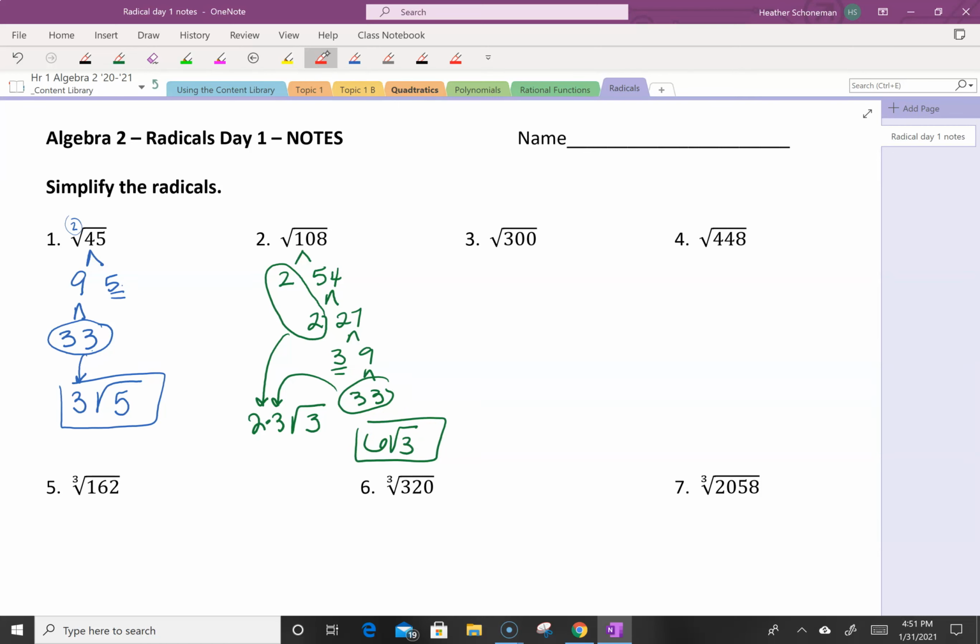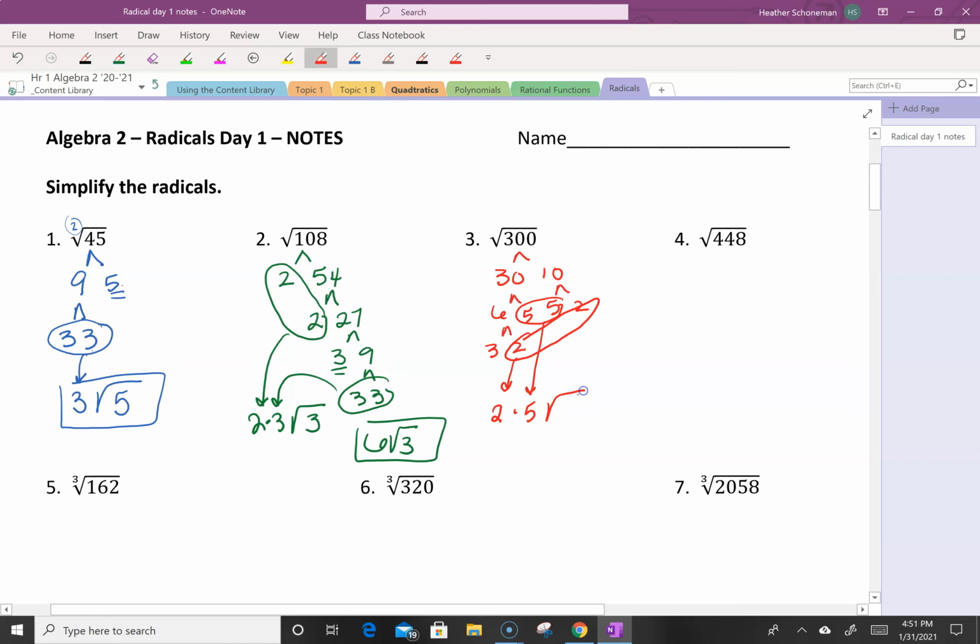Okay, let's try this again on 300. Well, I don't know what goes into it, but 30 and 10, because it ends in a 0. 10 would be 5 and 2, 30 would be 6 and 5, and then we've got 3 and 2. So I've got a pair of 5s and a pair of 2s. Each pair represents one number outside of the radical. Anything not circled goes back underneath, and so I get 10 square root 3.